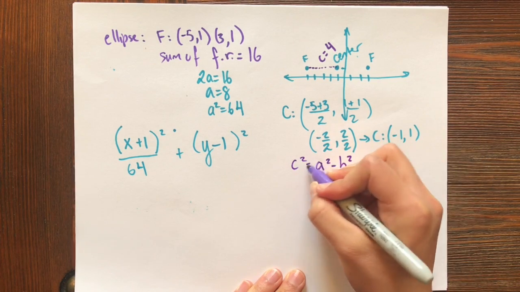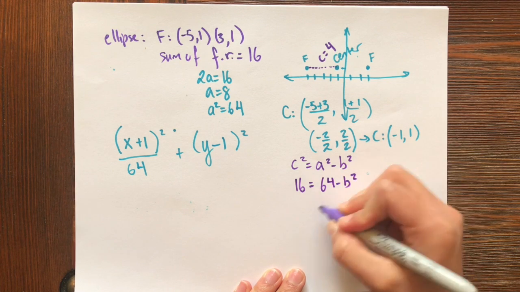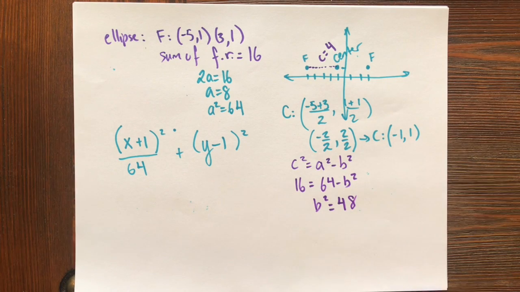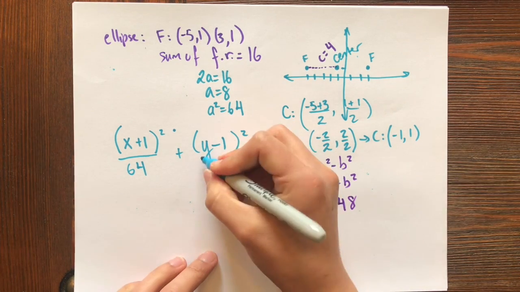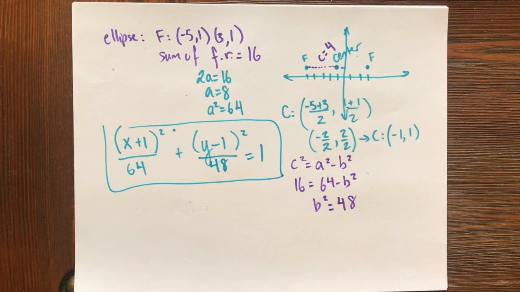And then I just need to figure out what b is. So c is equal to 4 because it's the distance between the focus and the center. That's 4 units. So c squared is equal to 16. 16 is equal to 64 minus b squared. Therefore, b squared is equal to 48, and I'll put that underneath my (y minus 1) squared, and that is my equation for the ellipse.